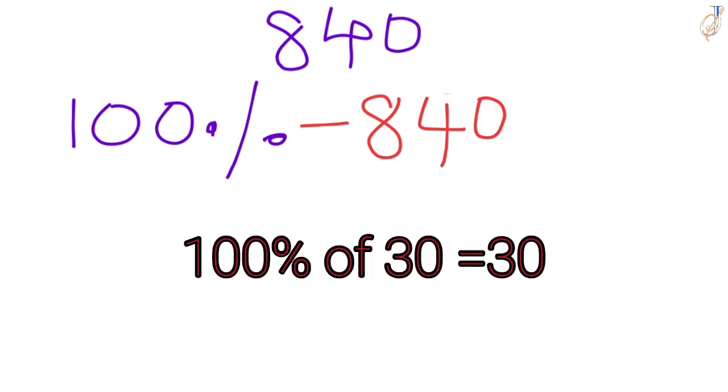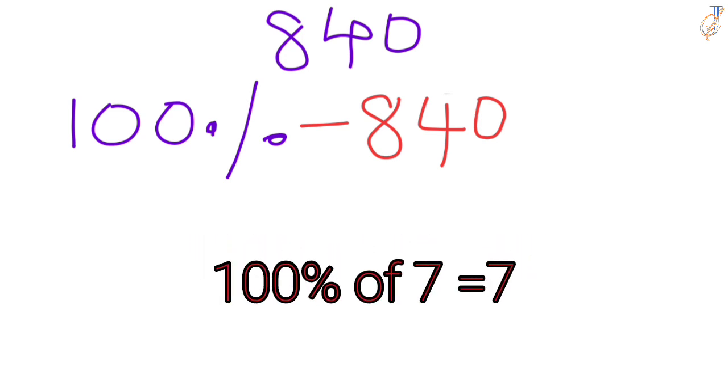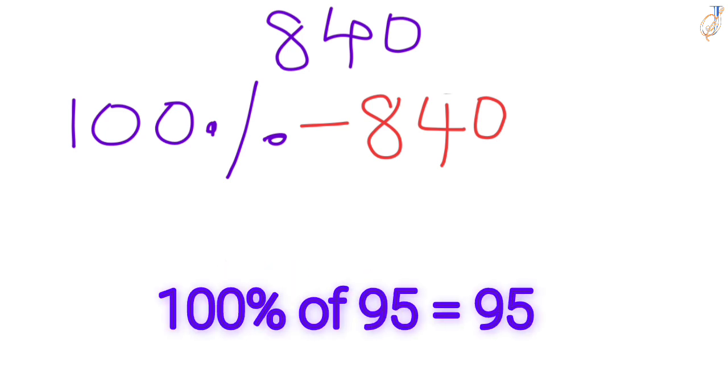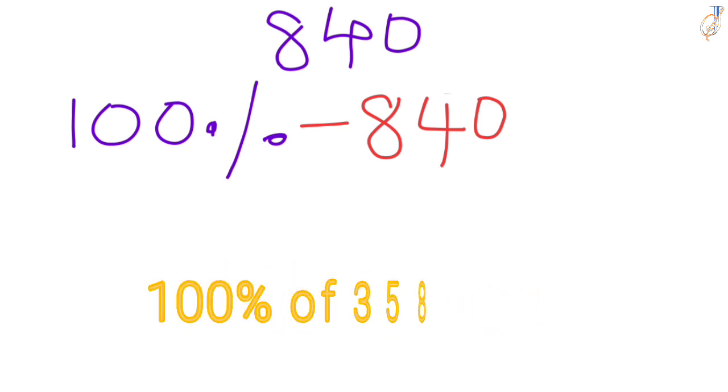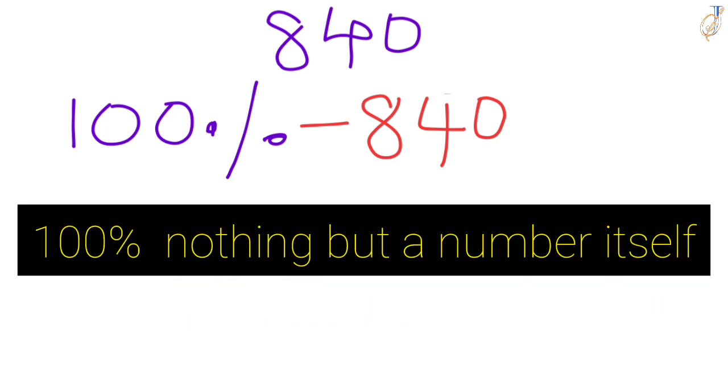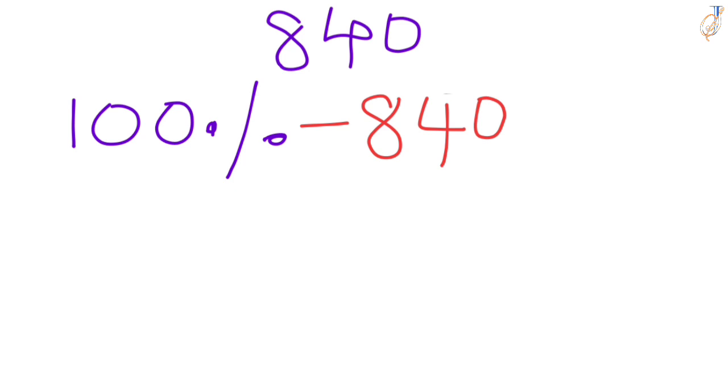100% of 30 is 30. 100% of 7 is 7. 100% of 95 is 95. 100% of 358 is 358. So 100% is nothing but the number itself. So 100% of 840 is 840 only.